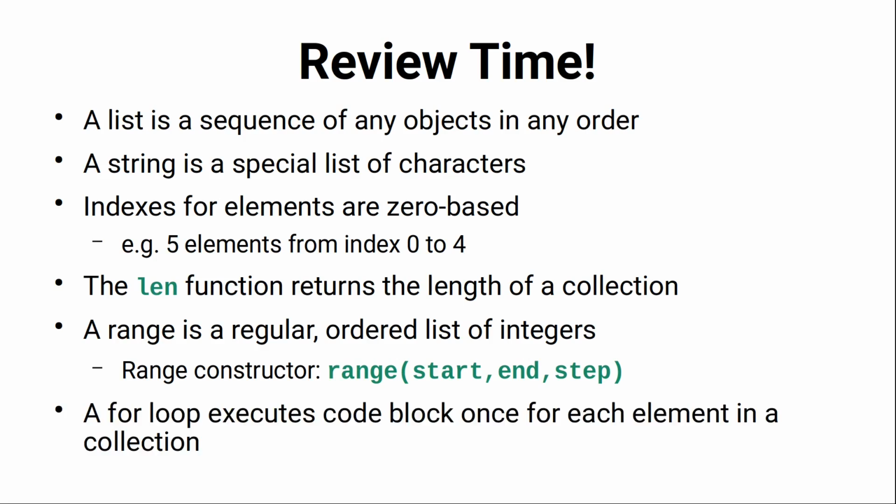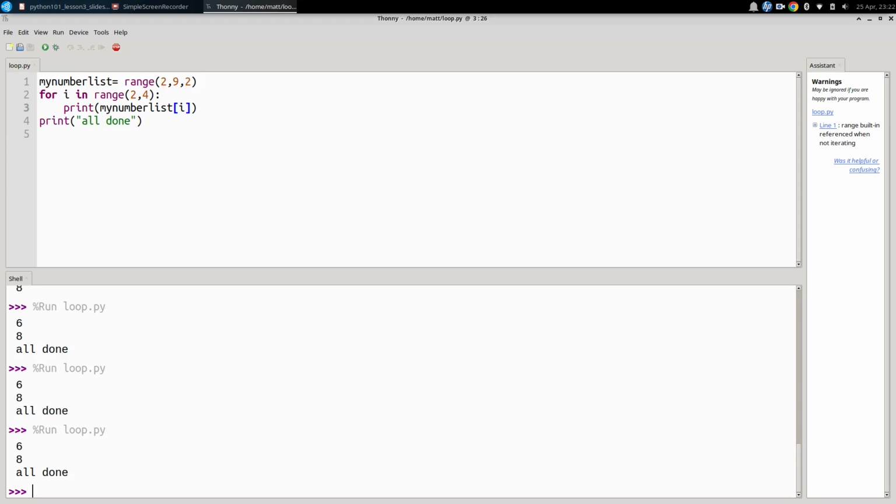You can do something to each element of a collection with a for loop, which will run a code block once for each element. So let's try a little pop quiz back at the shell. Okay, let's define a string called name, and we'll set it to "Matthew".